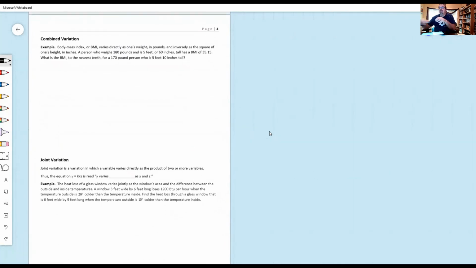All right, then there's what's called combined variation. Combined variation just means you can put direct and inverse into the same equation. When you mix them up, you still only have one K. Direct means you multiply K, inverse means you divide K. So let's take a look. Body mass index, or BMI, varies directly as one's weight in pounds and inversely as the square of one's height in inches.